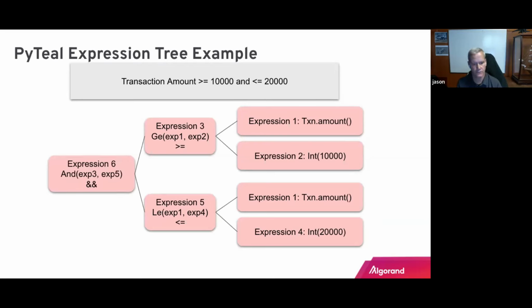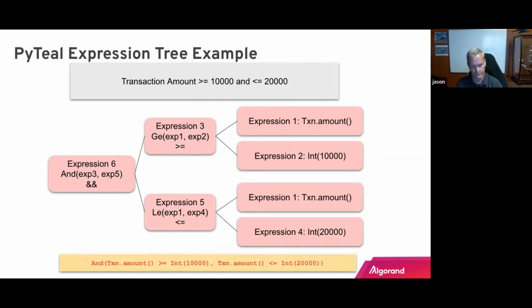So it's going to check those two conditions. That's the genesis idea behind an expression tree. If I compile that TEAL, well, not TEAL, but if I wanted to write that in PyTeal, this is the syntax that you would actually use in Python.